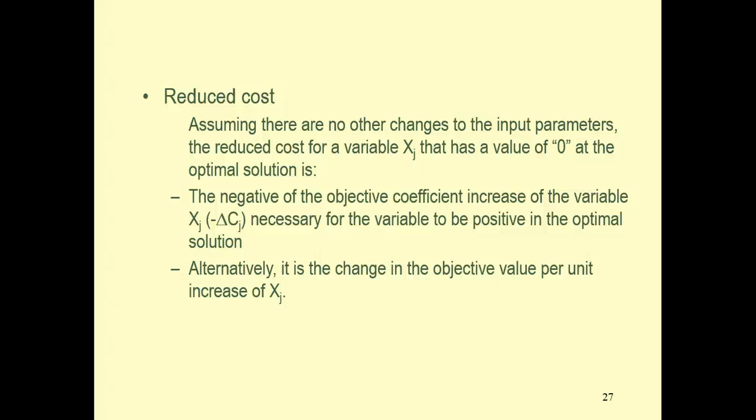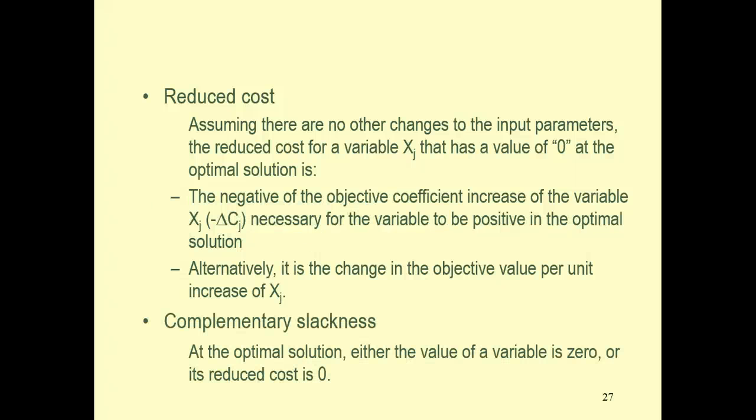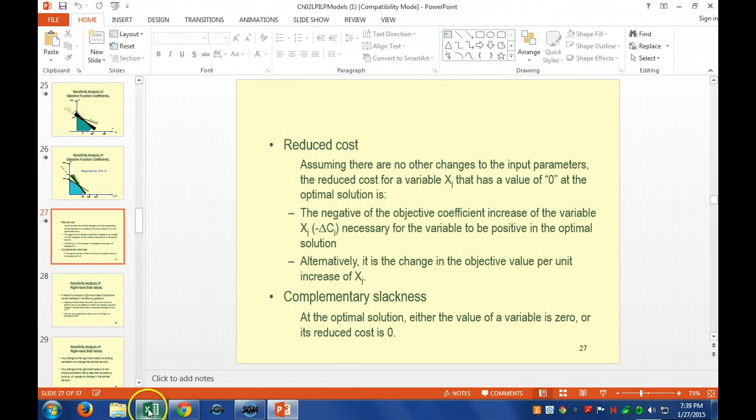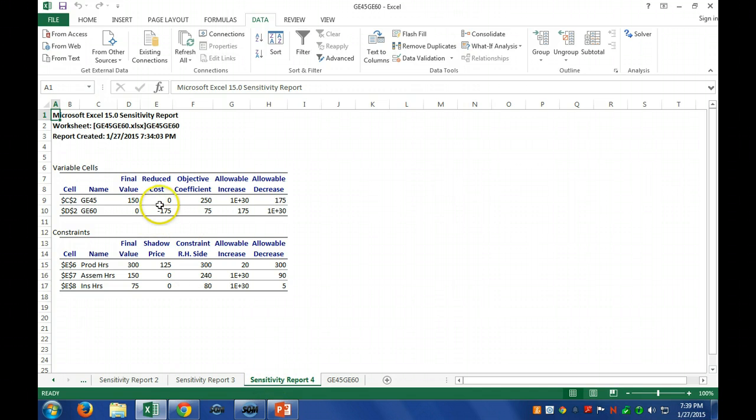Okay? So we only have that, and there's a rule associated with that called the rule of complementary slackness. And it says at the optimal solution, either the value of a variable is zero, either we're making none of them, or its reduced cost is zero. And we saw that in our sensitivity report. Either the reduced cost is zero or the final value is zero. It's called the rule of complementary slackness.